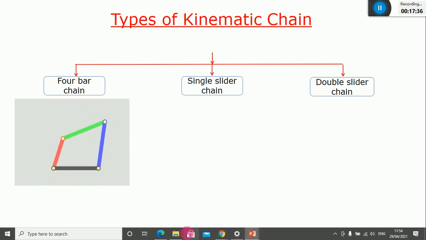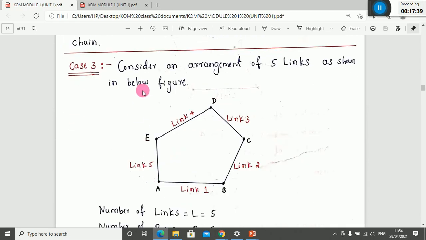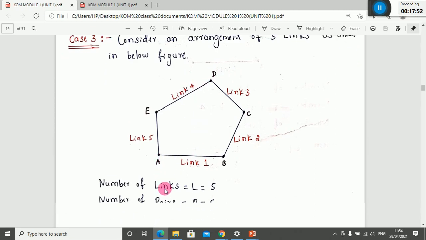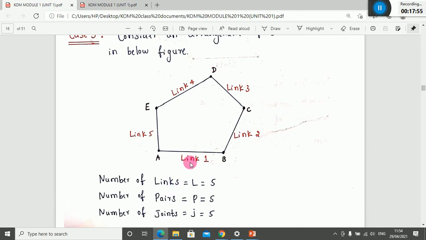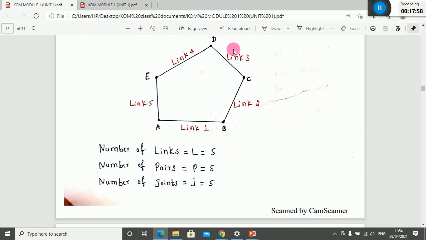And I'll go to the third condition. Case 3. Consider an arrangement of 5 links as shown in the below figure. Just copy this figure. So it is having 5 links. Link 1, link 2, 3, 4, 5. AB is one kinematic link, BC, CD, DE, and EA. And the number of pairs are 5. 1 and 2 will constitute one pair, 2 and 3, 3 and 4, 4 and 5, and 5 and 1.